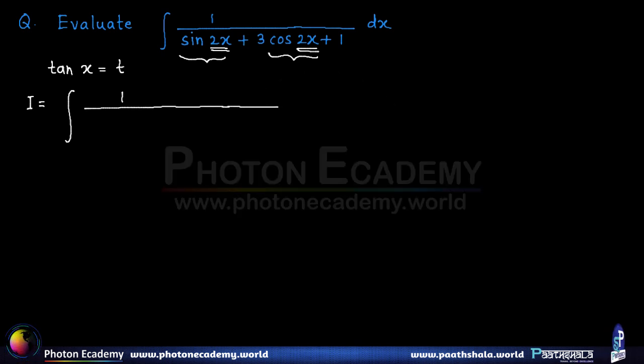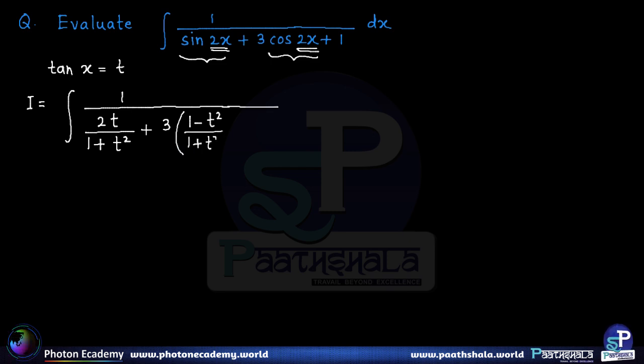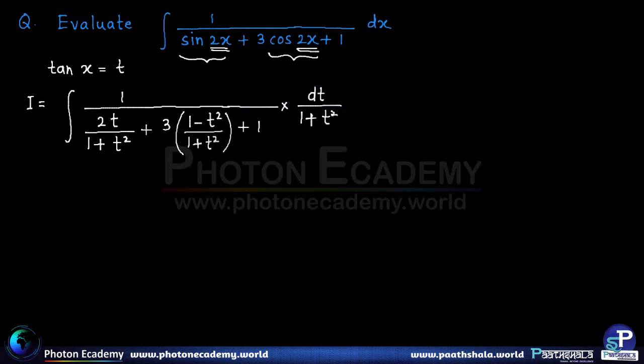Now sin 2x is 2 tan x upon 1 plus tan square x, so that is 2t upon 1 plus t square, plus 3 into cos 2x, which is 1 minus t square upon 1 plus t square, because it is 1 minus tan square x upon 1 plus tan square x, plus 1 as it is, multiplied by dx, which is nothing but dt upon 1 plus t square. Now if you observe, the first two terms have the same denominator, 1 plus t square, and incidentally that is also the same denominator for dt.